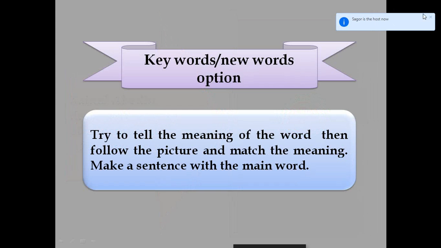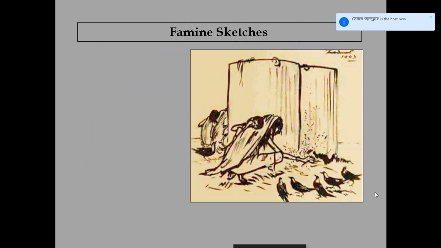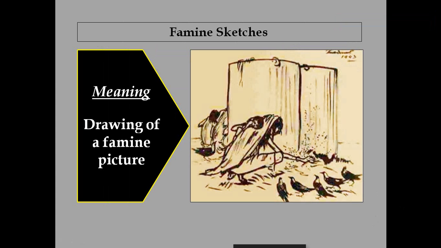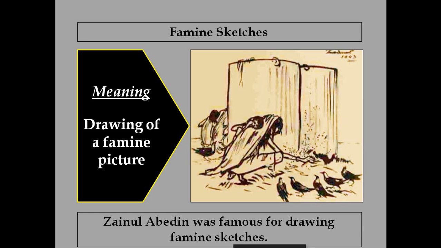Before going to the text, we will try to learn vocabulary first, and you will try to make sentences with them. Our first vocabulary is feminine sketches. Look at the picture of feminine, that means drawing of a feminine picture. You can make sentences with it. Zainul Abedin was famous for drawing feminine sketches.